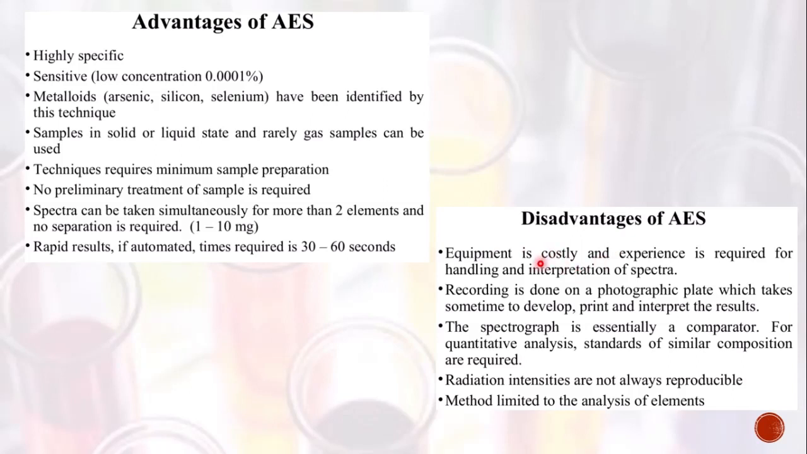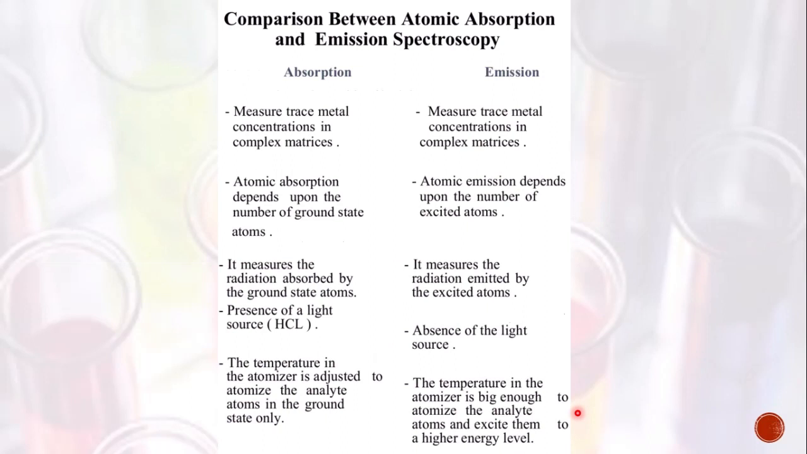Disadvantages are that, for example, if you're using the Fourier technique, the equipment is quite costly. Then the recording is done on photographic plate, which can take time to develop and print if you're not having the automated system. Then the spectrograph is essentially a comparator. For quantitative analysis, standards of similar compositions may be required. Then the radiation intensities are not always reproducible, especially when you repeat the tests. Then the method is limited to analysis of elements.